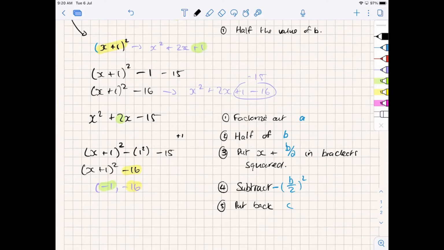So we're going to follow the same procedures for all of these examples. Okay, factorize out a, think what's half of b, put that in brackets squared, subtract that half of b squared, which I've just added, and we're going to put back c, and then we're going to combine everything together.